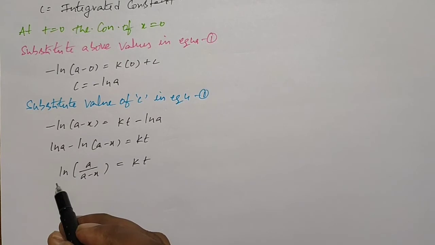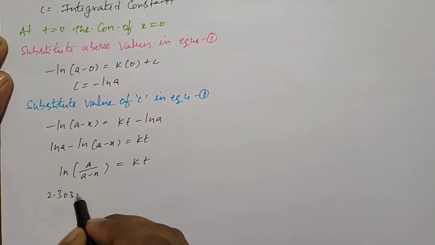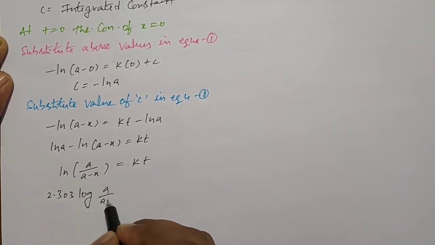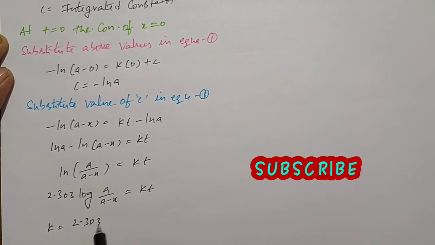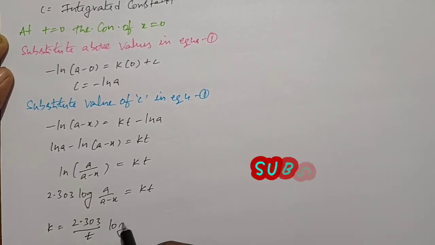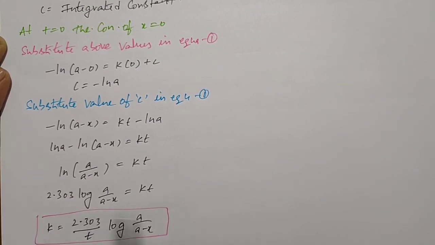If you expand the ln, as you know very well, ln is equal to 2.303 log. Then 2.303 log a by (a minus x) is equal to kt. So k is equal to 2.303 by t into log a by (a minus x). This is what we call the integrated rate equation for a first order reaction. Okay, now we will derive the equation for the half-life period of a first order reaction.